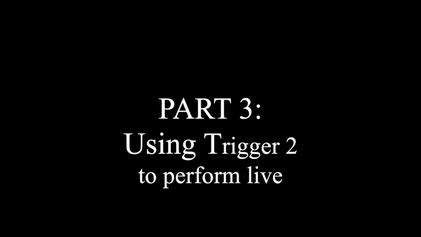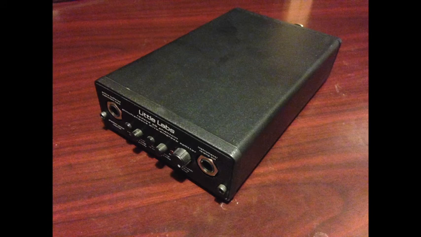Part 3. Using Trigger 2 to perform live. Step 1. Follow steps 1 through 5 from Part 2 using Trigger for band practice. Step 6. PA system and sound engineer. Bring a dedicated DI box to each show with you. This ensures you'll be able to change the impedance from the signal coming out of your interface to get into the stage snake.